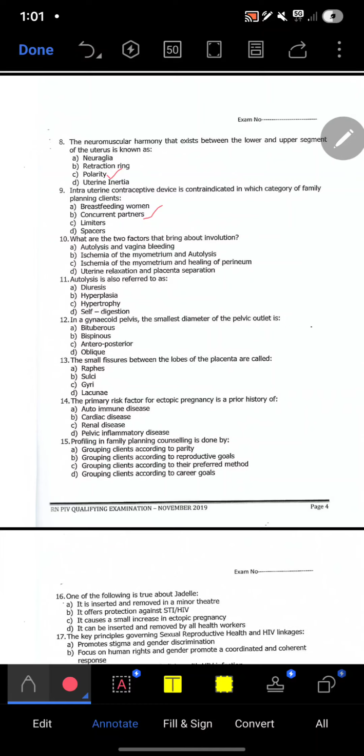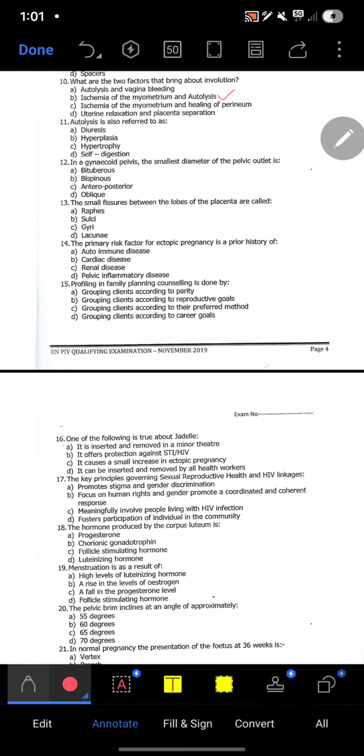Question 10. What are the two factors that bring about involution? The correct answer is B, which is ischemia of the myometrium and autolysis. Question 11. Autolysis is also referred to as? The answer is D, which is self-digestion.